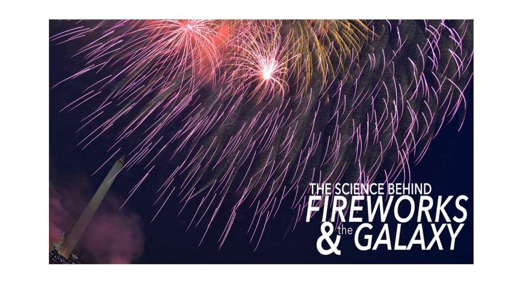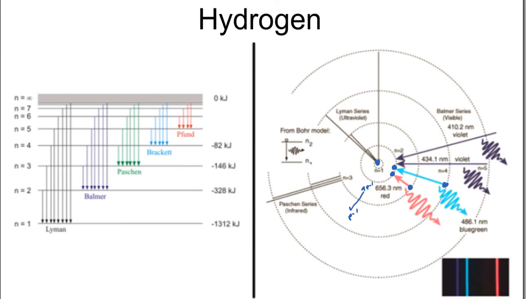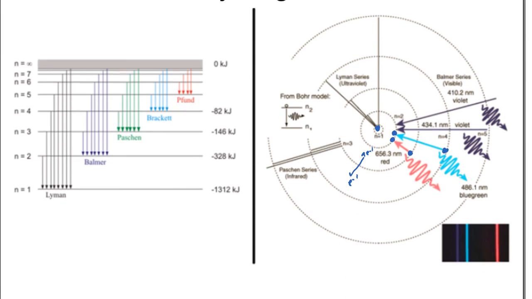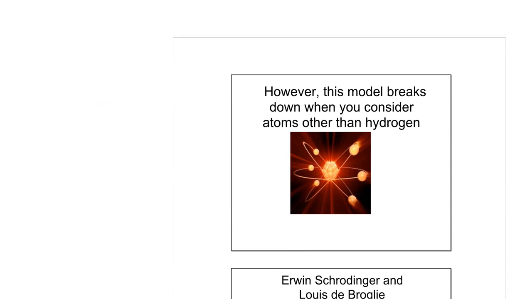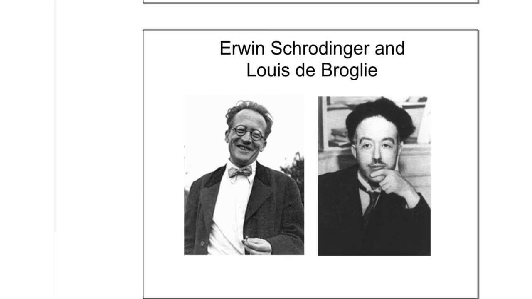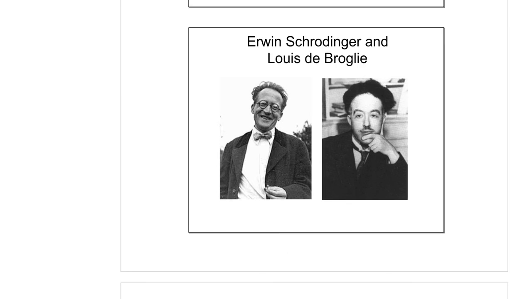This understanding, this quantum view of an atom, is a little bit of an oversimplification, where the model works with hydrogen and just one electron, but breaks down a little bit when you deal with more than one electron. We're going to need to modify this ring or this orbit view of an electron, and based on the work of these two scientists, Erwin Schrodinger and Louis de Broglie, translate this orbit view into a more complex 3D orbital view.